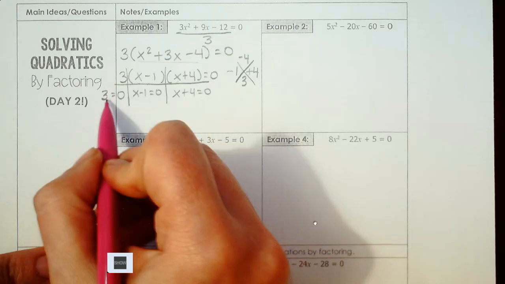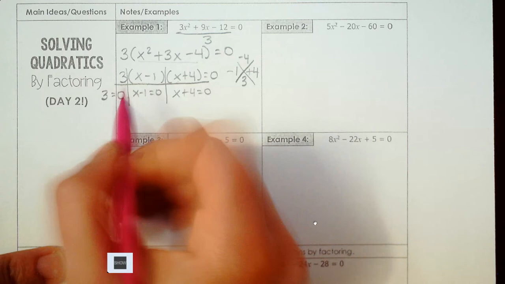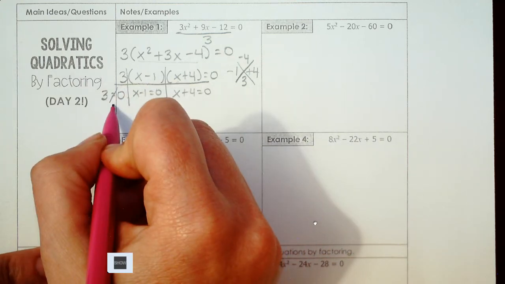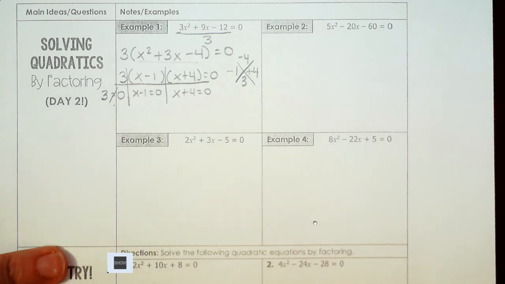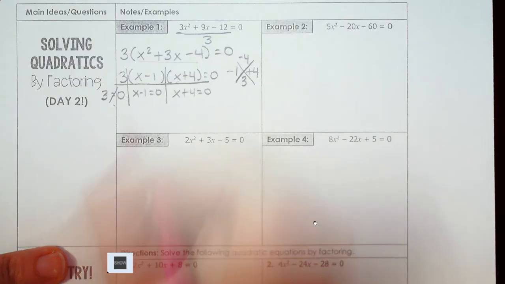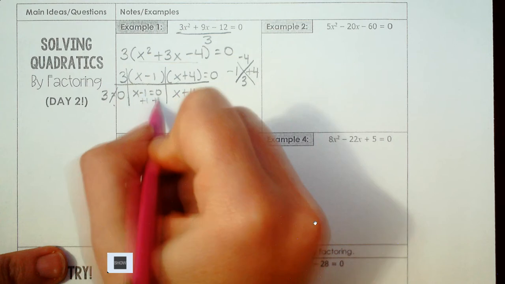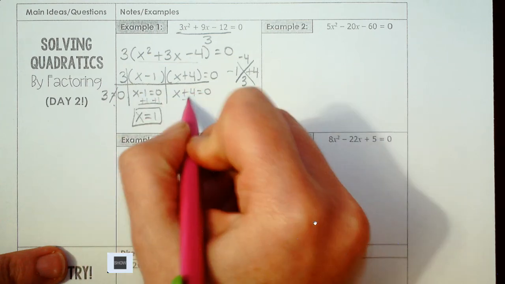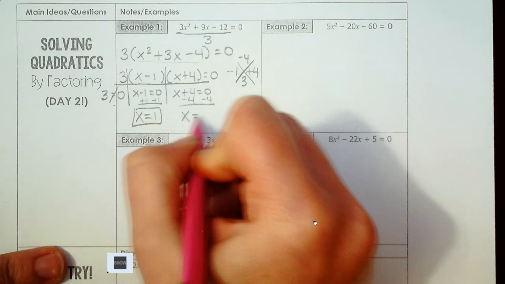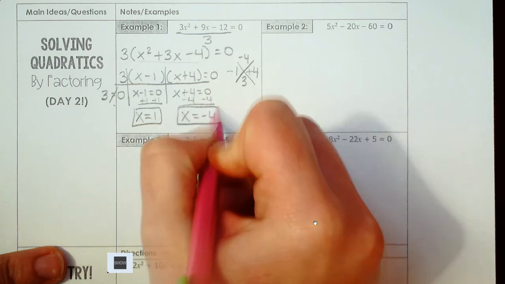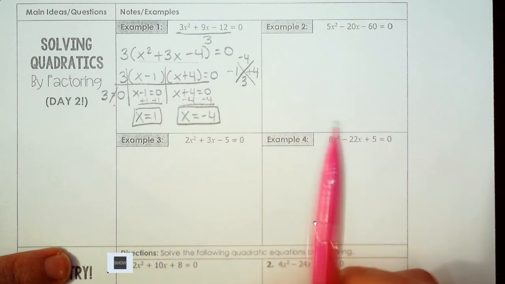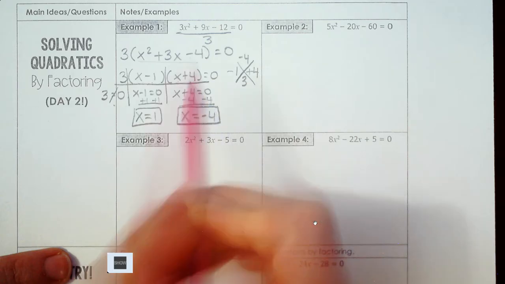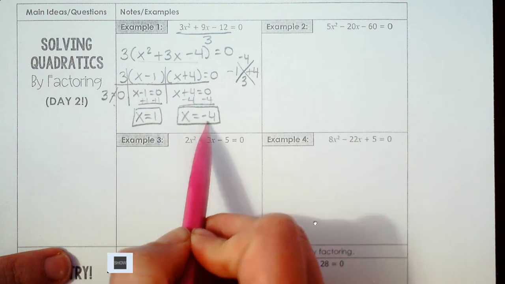Now, does 3 actually equal 0? No, that's not true. So that's not actually a solution. It's still a factor, but it's not a solution. This one we can solve. X equals 1. And this one we can solve. X equals negative 4. So this problem has 3 factors, 1, 2, 3, but only 2 solutions, 1, 2.